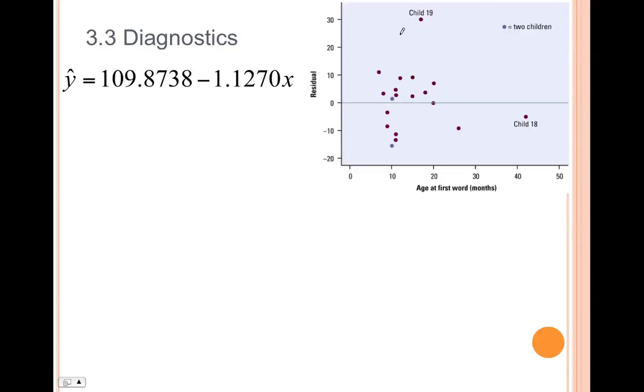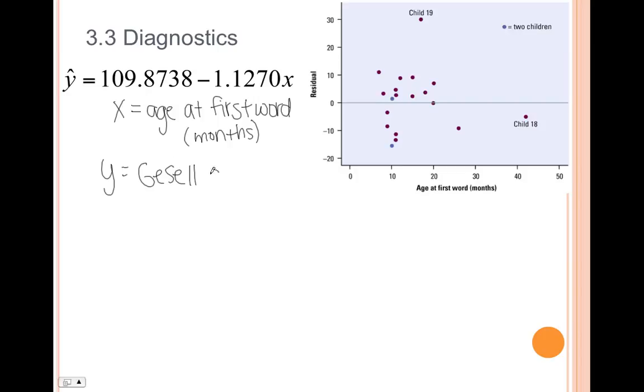We're going to pause and practice writing the equation of least squares regression lines. No, we're not. We're going to practice interpreting the slope and y-intercept. So for this one, remember x is the age at first word in months, and y is the Giesel adaptive score. What I want you to do is interpret the slope and y-intercept, please. So I want you to write a slope sentence, and I want you to write a y-intercept sentence, and I want you to ask yourself if they make sense. So please pause the video and do that.